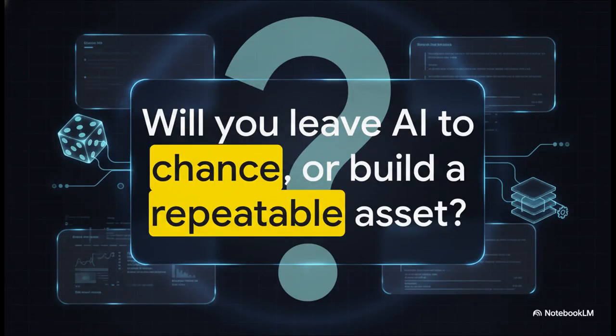So, we'll wrap up this explainer with a question for you to chew on. Will you leave your stateful AI behavior to chance, just hoping the LLM gets it right every time? Or will you use tracked evidence to build a deterministic, repeatable engineering asset? The tools to stop guessing and start engineering are right in front of us. Think about it.